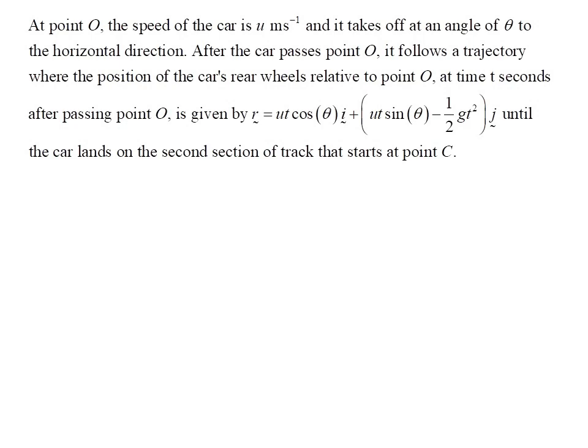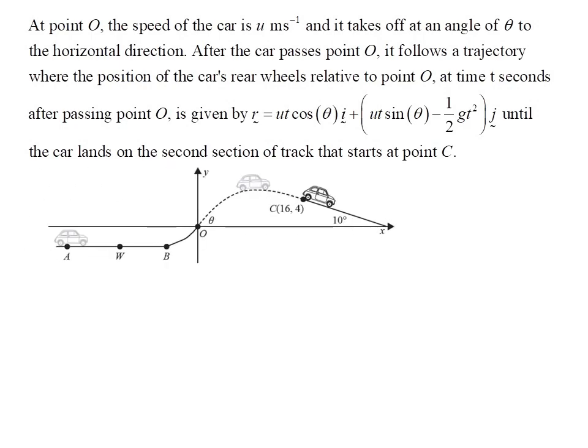At point O, the speed of the car is u meters per second, and it takes off at an angle of theta to the horizontal direction. After the car passes point O, it follows a trajectory where the position of the car's rear wheel relative to point O at time t seconds after passing point O is given by vector r equals ut cosine theta i plus (ut sine theta minus g t squared over 2) j, until the car lands on the second section of track that starts at point C.